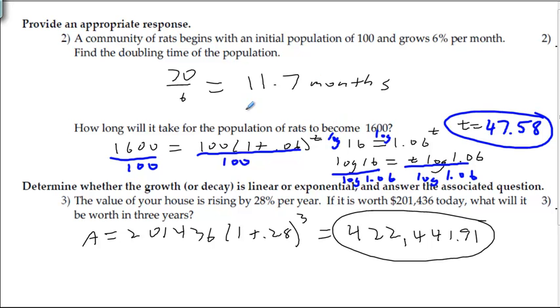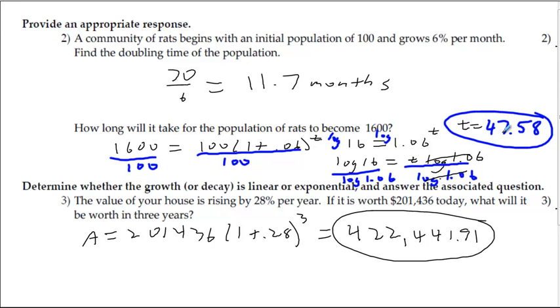So if we use the same formula we had before, the final is 1,600, the initial is 100, and the rate is 6%. We have to solve for t. So the first step we do is divide by 100, which gives us 16. And since we have this variable in the exponent here, we're going to take the log of both sides. Remember, the log rule says now we can bring that t in front. So we have the log of 16 equals t log of 1.06, and then divide both sides by the log of 1.06, which cancels this. And those would cancel then. Bam, bam. So t equals 47.58. So about 48 months it'll take to go from 100 to 1,600 rats.